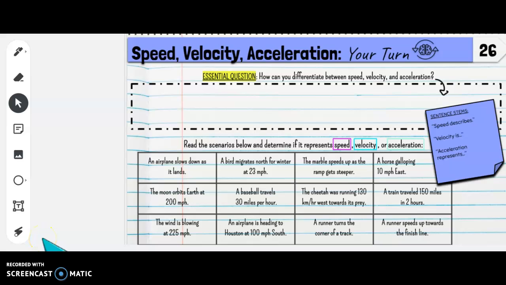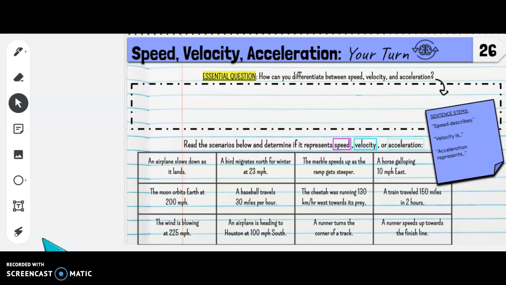Alright guys, we're going to work on our guided practice, speed, velocity, acceleration. We have our essential question, but we'll come back to our essential question and work on our guided practice first. What we're going to do is read the scenarios below and determine if it represents speed, velocity, or acceleration. So let's look at the first one here.